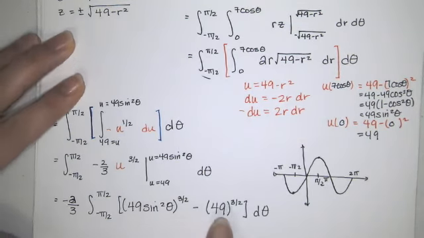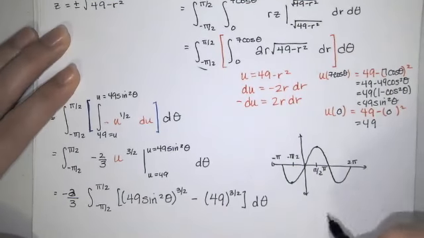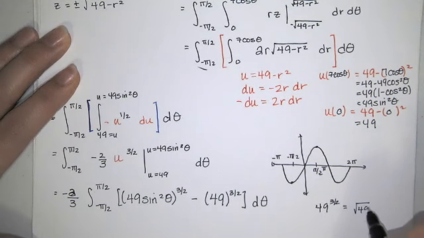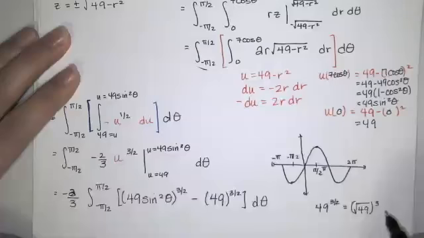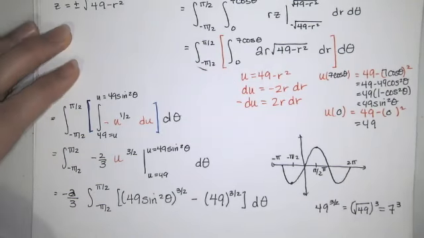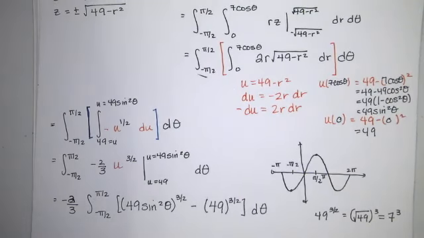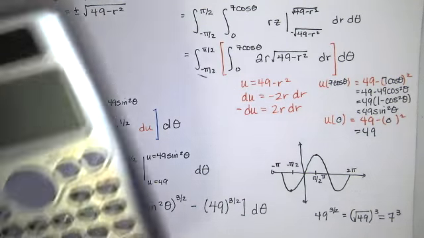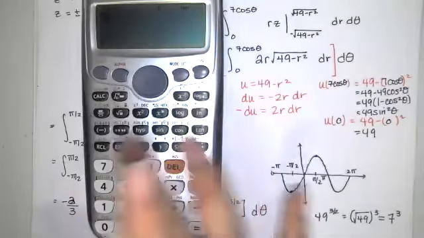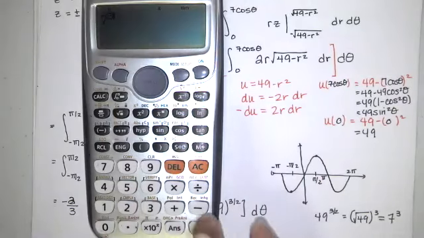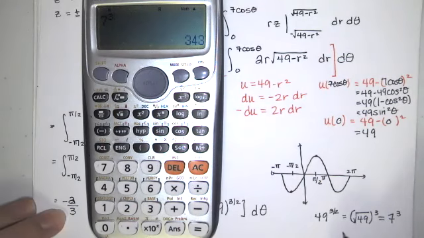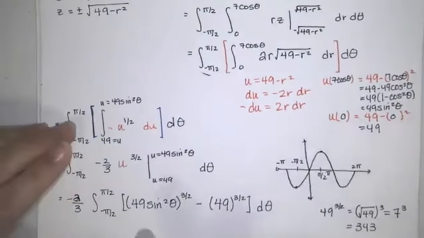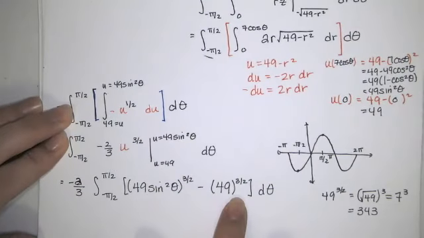And 49 is a perfect square. So if you want, you could take this 49 to the 3/2 and write it as the square root of 49 cubed. That's exactly what I would do. So we just get 7 cubed, and I actually don't know what 7 cubed is. That turns out to be 343.